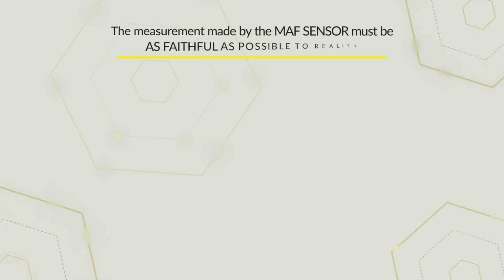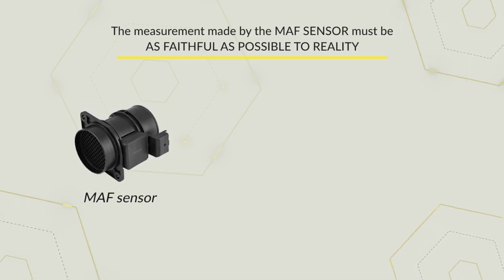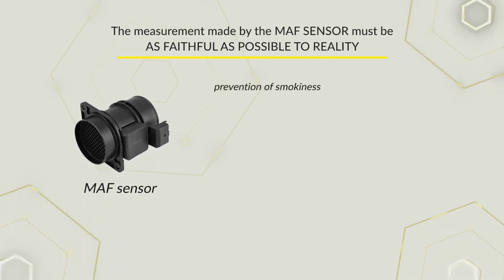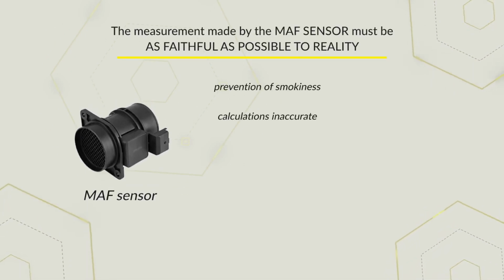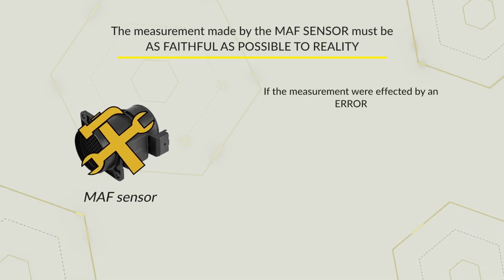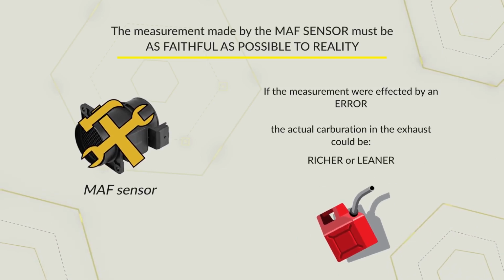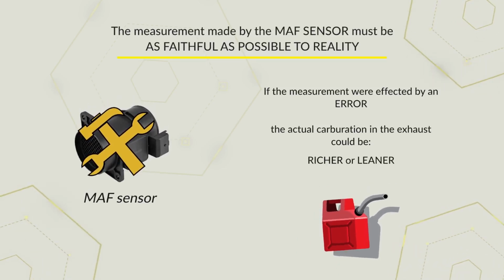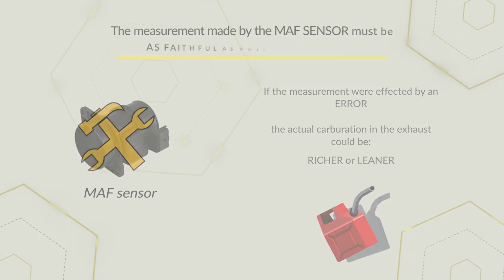Now, we analyze the critical point of this system. The measurement made by the MAF sensor must be as faithful as possible to reality, because any inaccuracy in measurement affects the prevention of smokiness and makes all the calculations seen so far inaccurate. In fact, if the measurement were affected by an error, the actual carburation in the exhaust could be fatter or leaner than expected, despite the fact that the fuel threshold value imposed by the smoke limiters is respected.